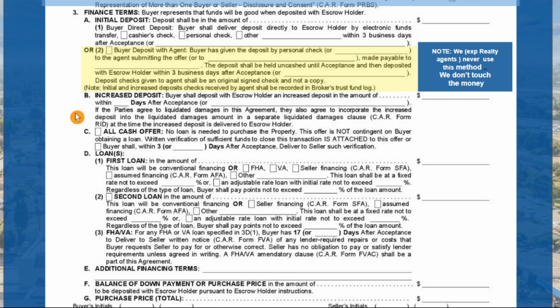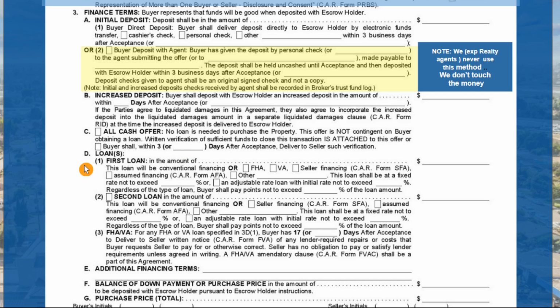Increased deposits are sometimes used by buyers, but it's not very common. If for some reason it suited your situation, we could talk about that in more detail. With an all-cash offer, you don't have to show financing because you're going to pay cash, but you do have to show that you have the money available, and you have to show proof of that within 3 days after acceptance, unless a different date is agreed upon by the parties involved.